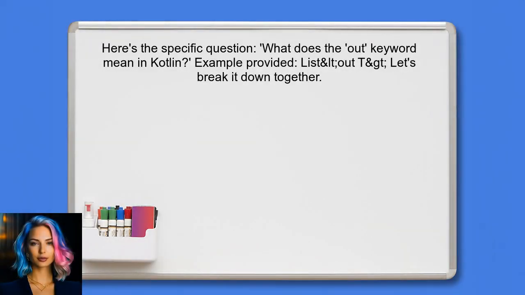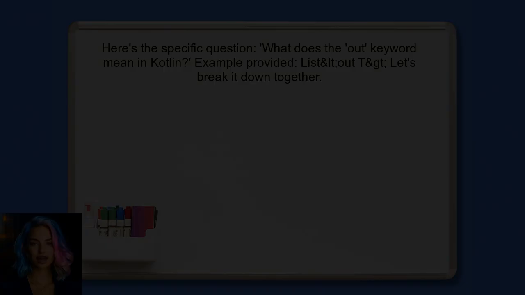So let's look at the specific question at hand. One user recently asked, what does the out keyword mean in Kotlin? They provided an example with a list, which is a great starting point for our discussion. Let's break it down together.